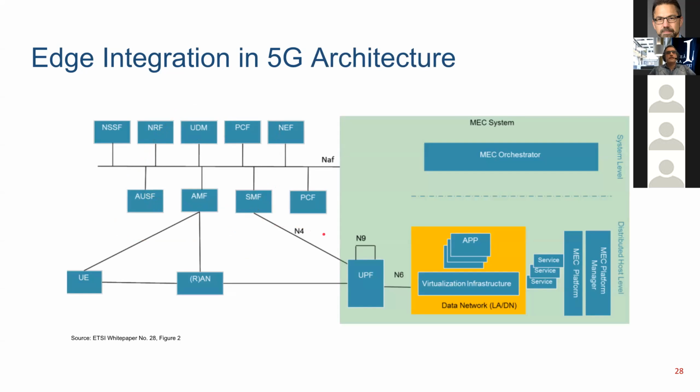Based on the ETSI requirement specification in the white paper, the multi-access edge computing architecture basically can have two main components. One of them is a distributed one, at the bottom here, which is going to communicate with the user plane function. And we have an orchestrator to manage all these distributed edge host components.